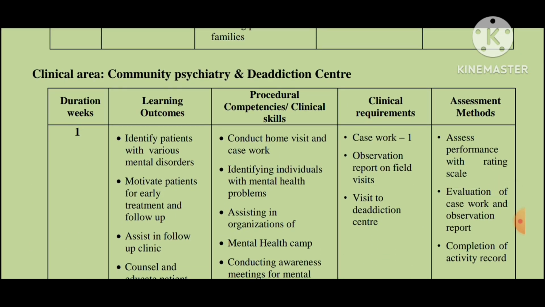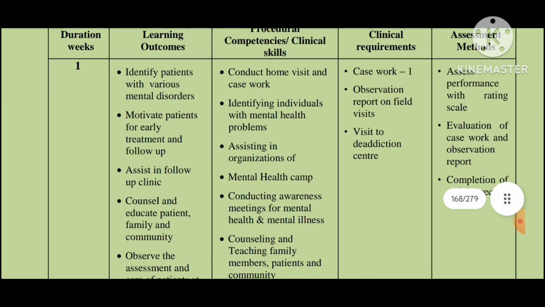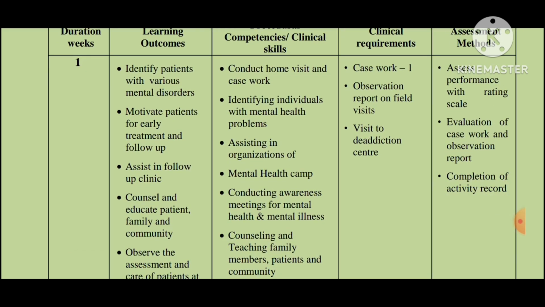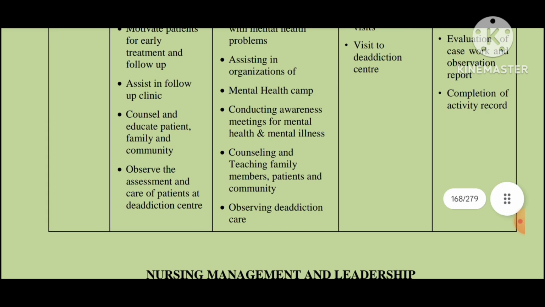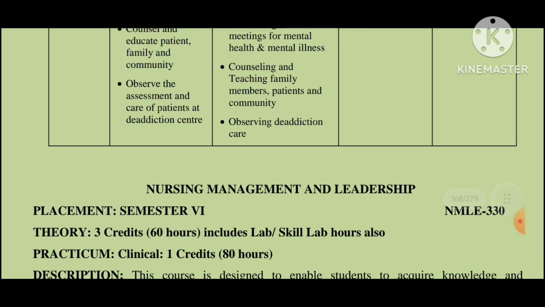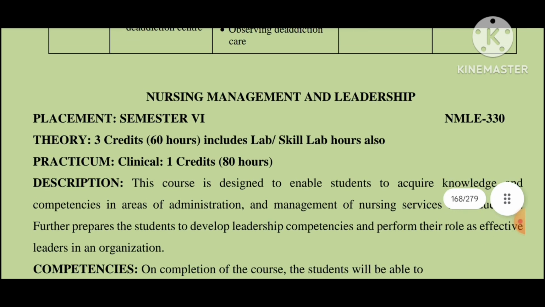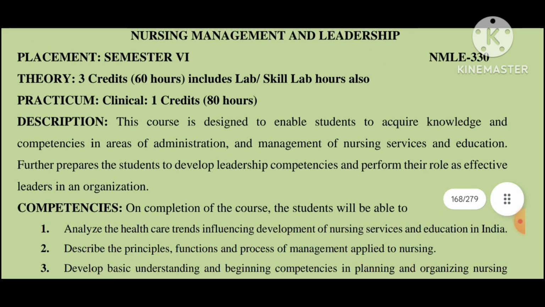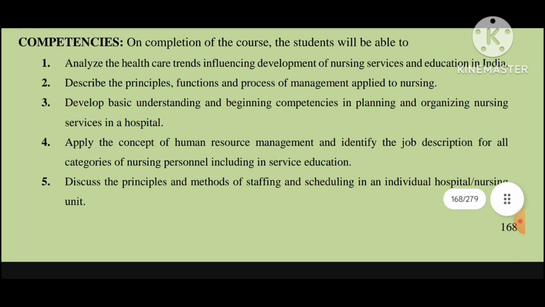Then you have a posting in community psychiatry and rehabilitation center. There you have a 1 week posting, where you have to do a casework, visit the rehabilitation center, conduct a home visit, identify individuals, organize a mental health camp, conduct an awareness meeting for health counseling, and teach family members. Nursing management and leadership: here you have 60 credits, including skill lab hours, and also practicum 80 hours. This course is designed to acquire knowledge and competencies in areas of administration.